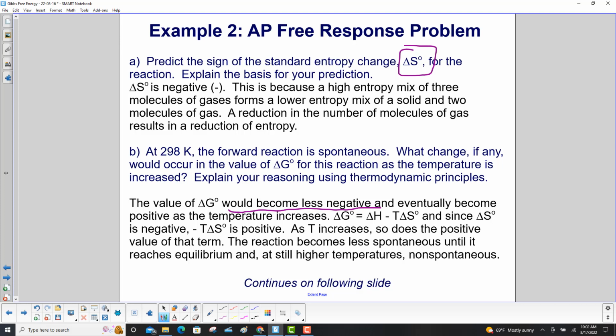Delta G naught, the Gibbs free energy equation here, equals delta H minus T delta S. And since delta S naught is negative, minus T delta S naught is positive. As T increases, so does the positive value of that term. The reaction becomes less spontaneous until it reaches equilibrium, and at still higher temperatures, non-spontaneous.